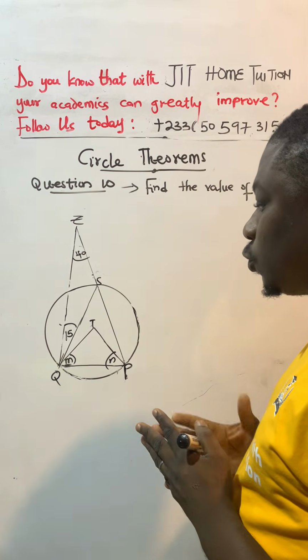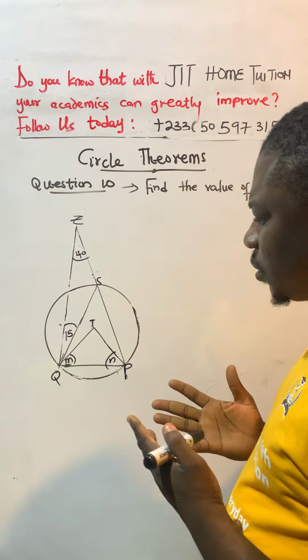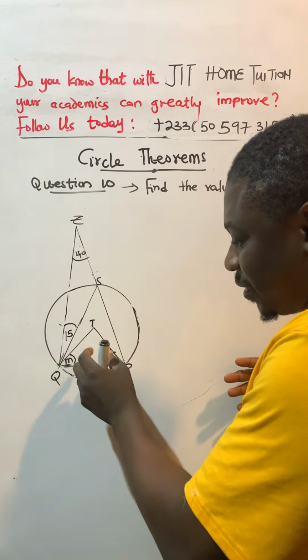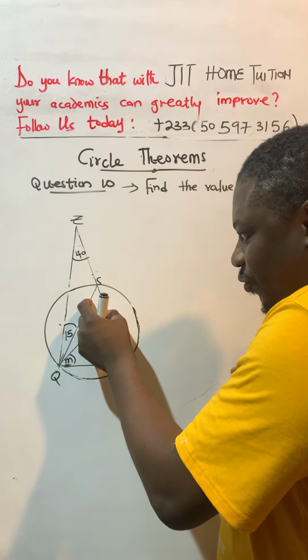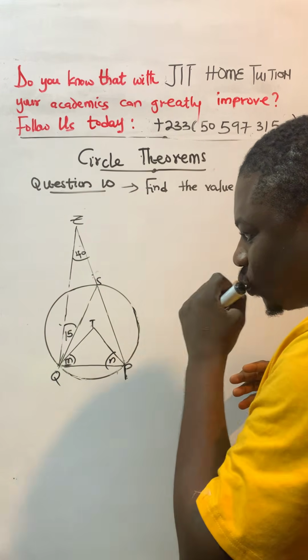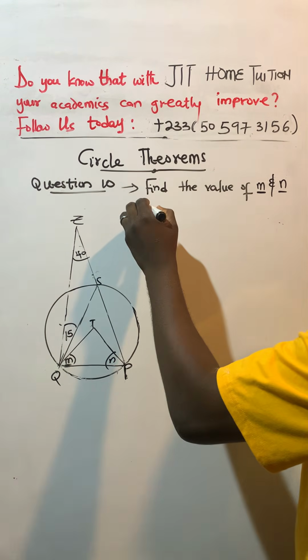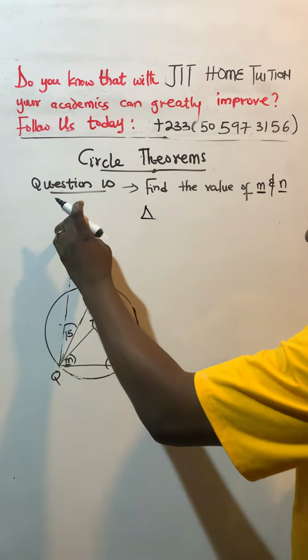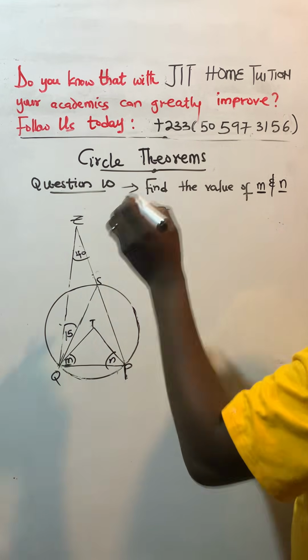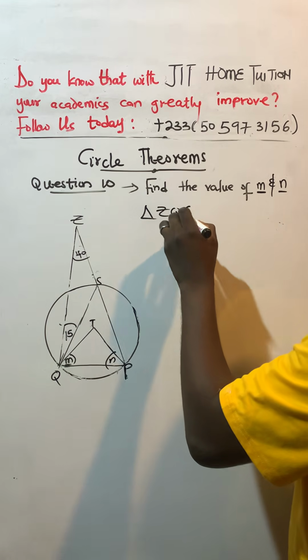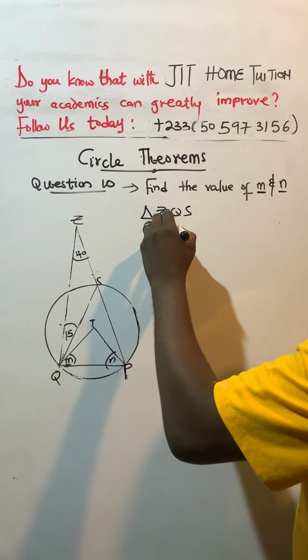So the first thing that you're supposed to do is to ask yourself, how do you go about with it? This is a triangle. There's also another triangle over here. There's also another triangle over here. So how do you go about it? So here you can start with the triangle ZQS. All right, so you have it this way.